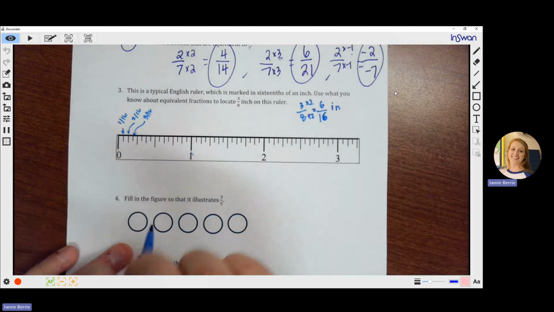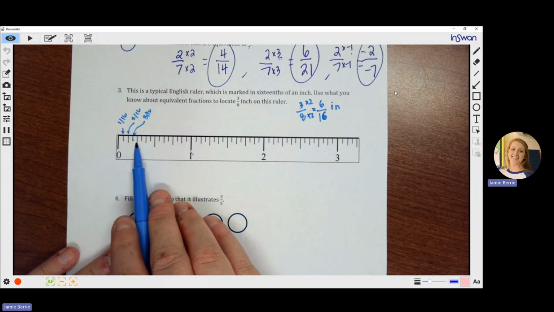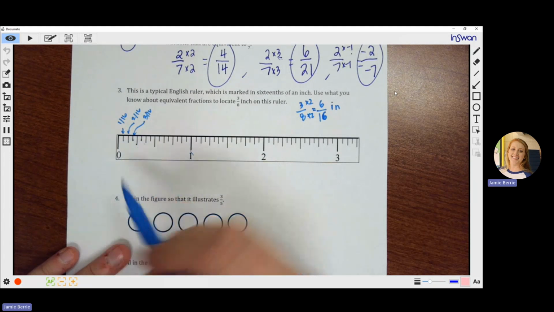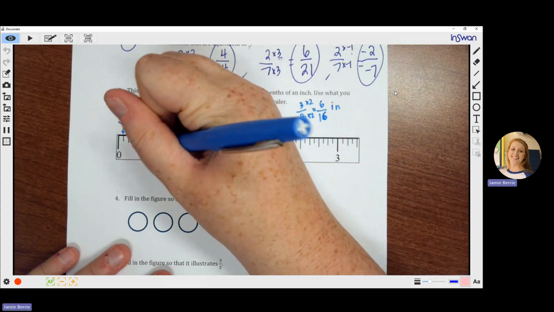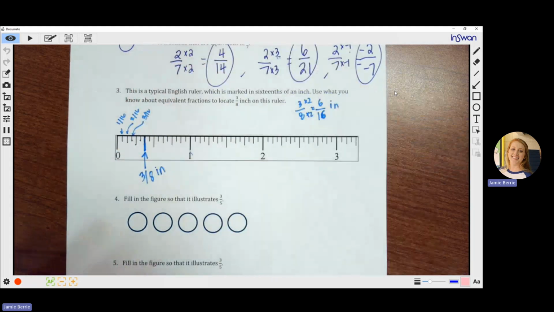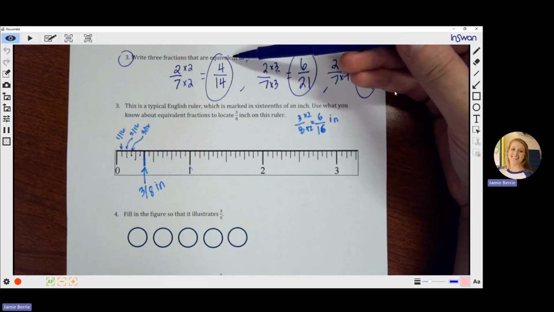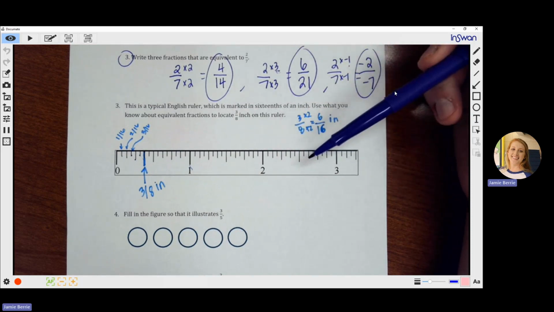All right, so go to your ruler. 1/16, 2/16, 3/16, 4/16, 5/16, 6/16. So this line right here would be 3/8 of an inch, or 6/16 of an inch. So I do like this example. I like this example because this is one way that you can demonstrate equivalent fractions, and it's a visual example.